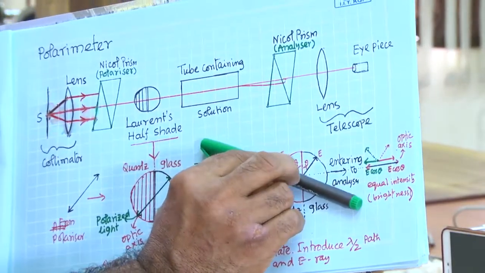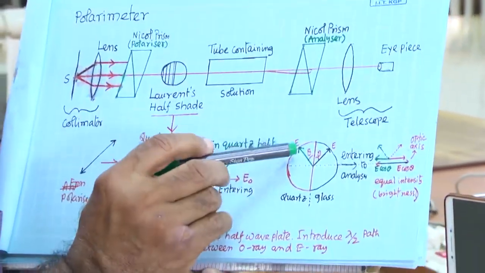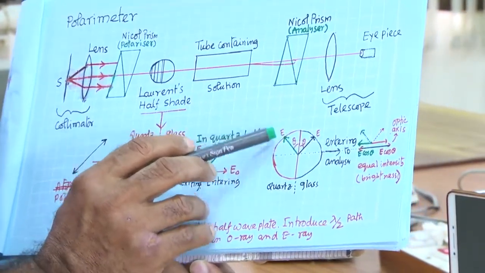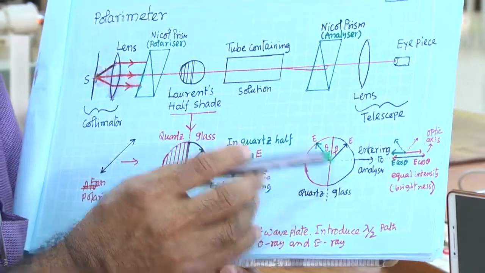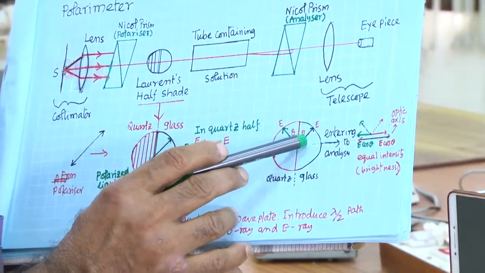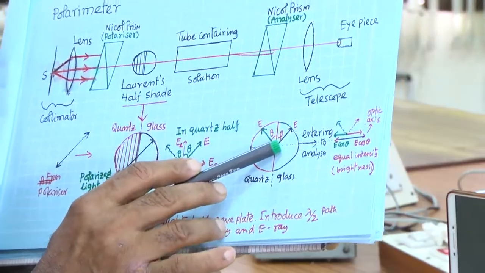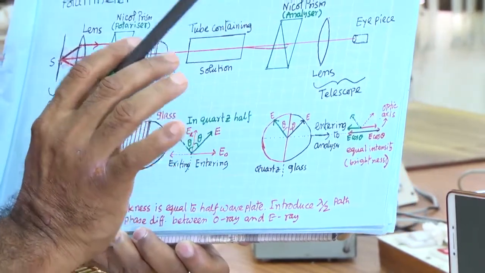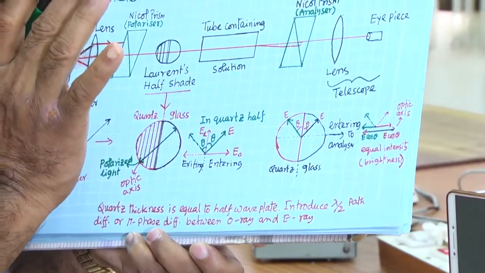When I come to this position, what will happen? The optics axis will be parallel to the electric vector in the quartz part. That means this part will completely come out. And the other part is perpendicular to the optics axis, so you will not get this component passing through the analyzer. That means the glass half will look dark and this quartz part will look bright.